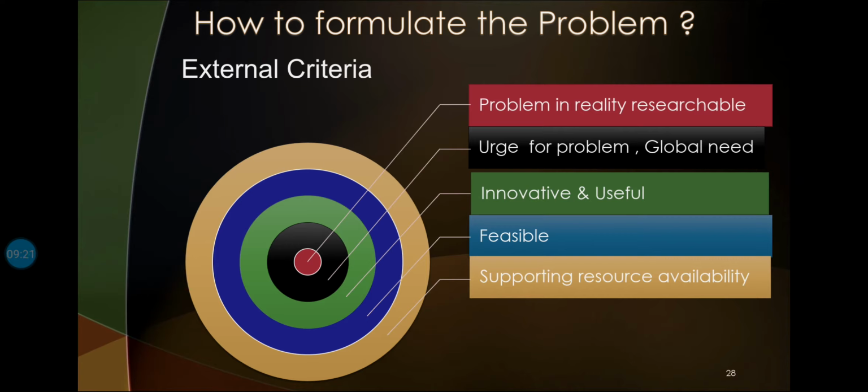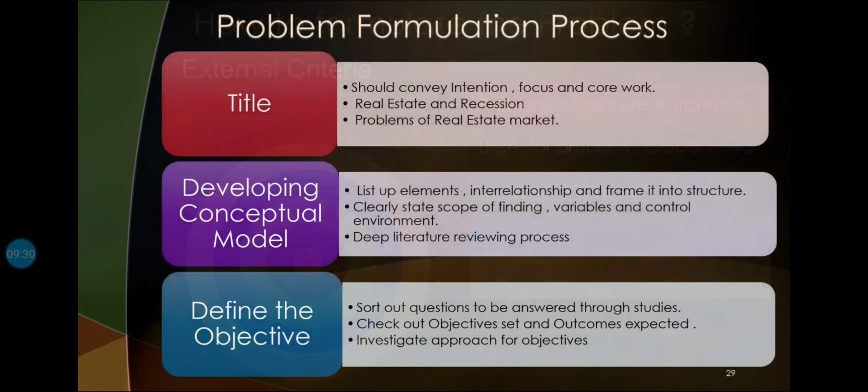When you select one of the problems out of the listed problems for your research work, check these internal and external criteria. Now, how to formulate the research process? It should consist of the title. Now, this is very specifically clear that your title should focus your question. It should convey intention, it should convey your core work, it should focus purely on what you want to do.